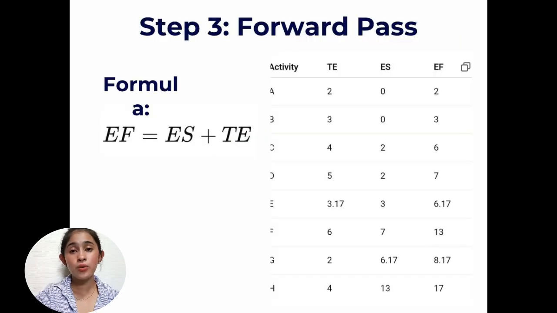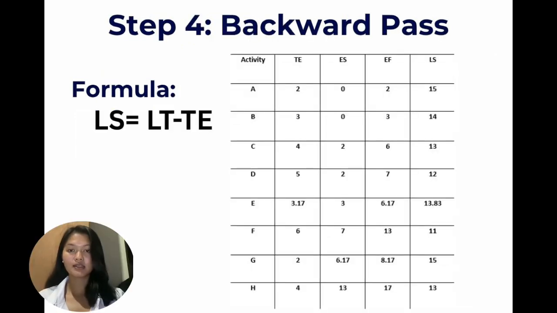In step 3, we'll do the forward pass to determine the earliest start and the earliest finish for each activity. So the formula is EF is equal to ES plus TE. We begin with ES equal to 0 for starting activities, and for dependent activities, ES is the maximum of all immediate predecessors. Now, based on our last activity, our activity H is with a latest finish of 17. Our formula is latest start is equal to latest finish minus estimated time.